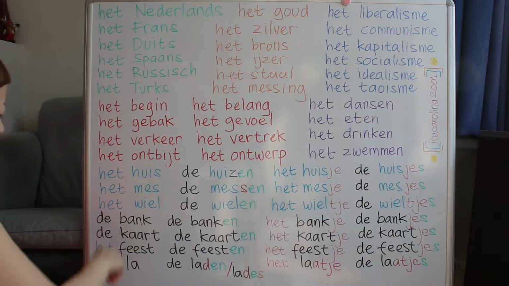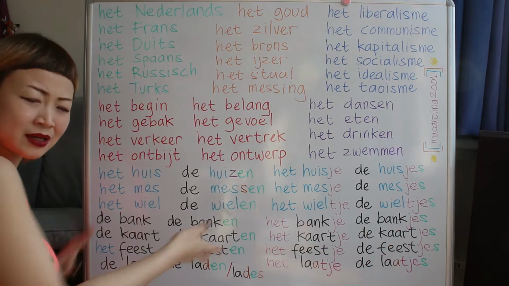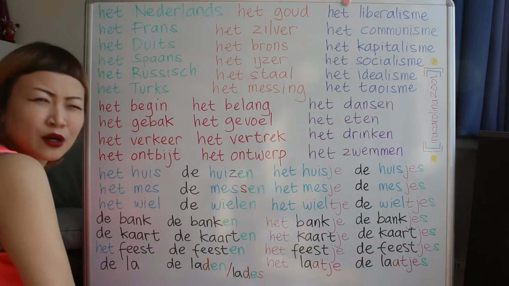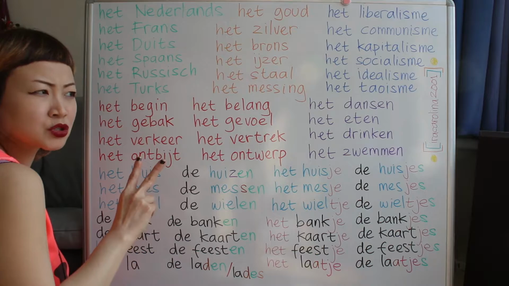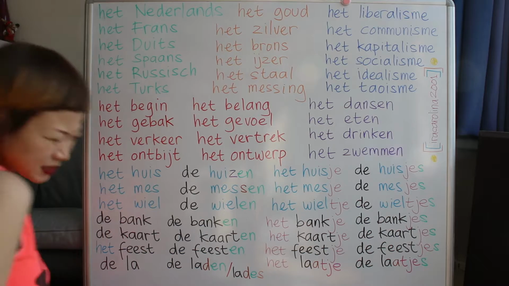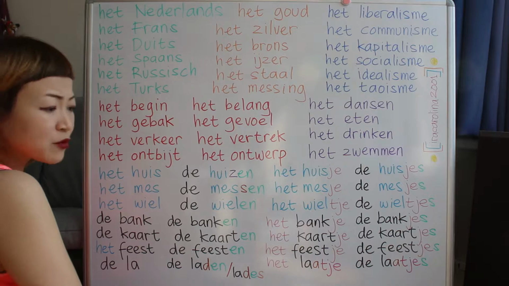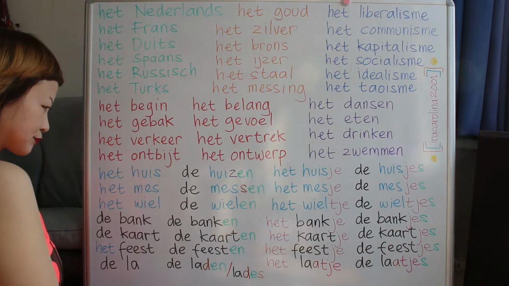Bank. In the Netherlands, bank has two meanings. One is bank, like bank in English, and also a sofa or couch for minimum two seaters. Minimum two seats, use bank. It's like a couch or sofa, minimum two seaters. De bank. More than one, or plural, de banken. Plural always comes with de.